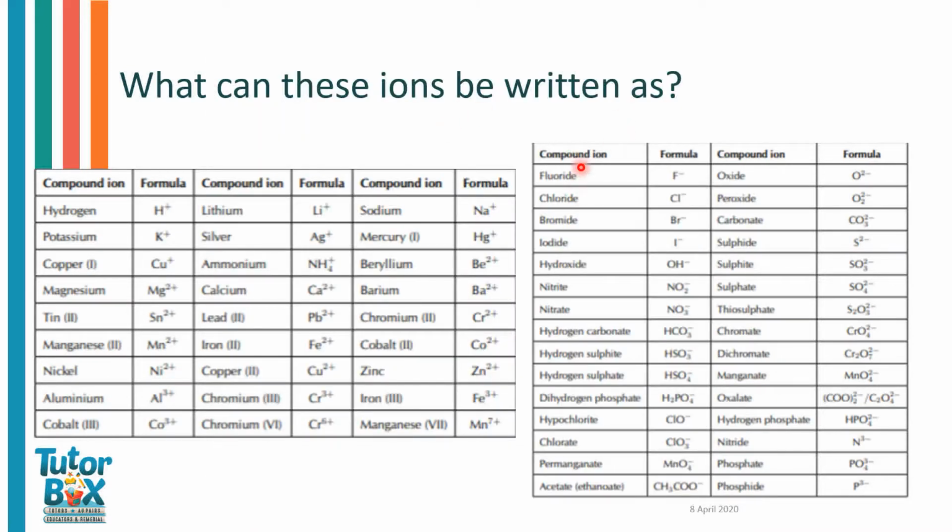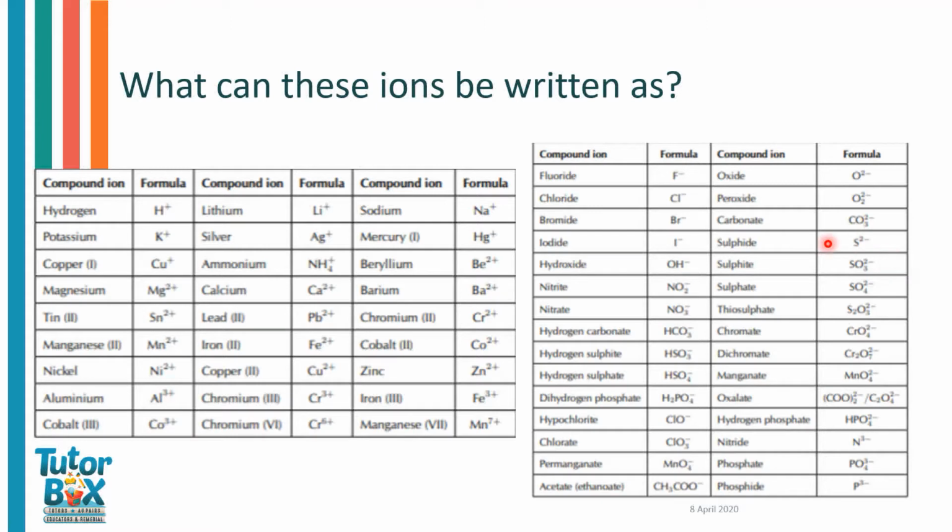Then your negatives. Your negatives are generally the ones that change name. So we've got fluoride, chloride, bromide, iodide, hydroxide, nitrite, and nitrate. The difference is in oxygen. Hydrogen carbonate, hydrogen sulfite, hydrogen sulfate, dihydrogen phosphate, hypochlorite. I think there's another name for this, depending on your textbook. Chlorate, permanganate, and acetate. This is quite a long one, but it becomes important when you deal with acids and bases later on. Oxide, peroxide, carbonate, sulfide.